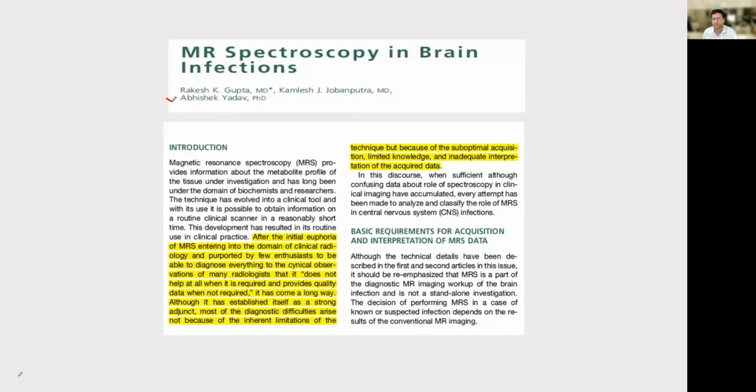This is one of the best articles, written by Rakesh Gupta sir, who was ex-director of Sree Chitra Tirunal. What did he say? After initial euphoria, MRS is entering the domain of clinical radiology, after being perpetrated by a few enthusiasts who tried to diagnose everything by MR spectroscopy, and it has come a long way. Ultimately, why was this failing? Because of technical and suboptimal acquisition. So the technical part is very important to diagnose with MR spectroscopy.